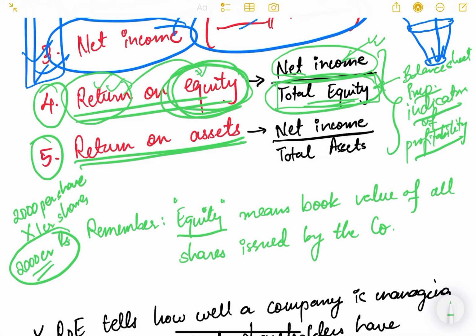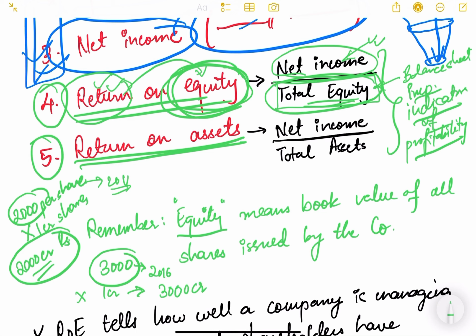Now there might be a question: what if the company has issued shares two times, once at 2000 rate and another time at 3000 rate? For example, in 2011 this company issued shares at 2000. After 5 years, in 2016, it again issued shares at 3000 per share, say another 1 crore shares. So now this is 3000 crore. You add this 2000 crore with 3000 crore, and this will become your total equity.